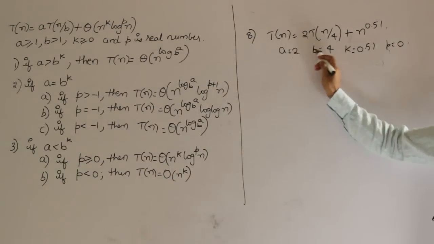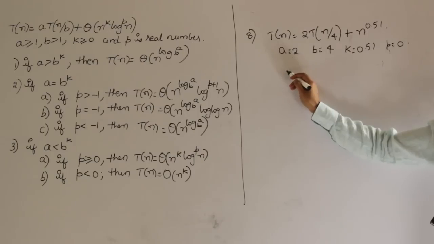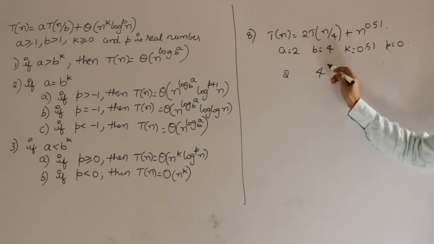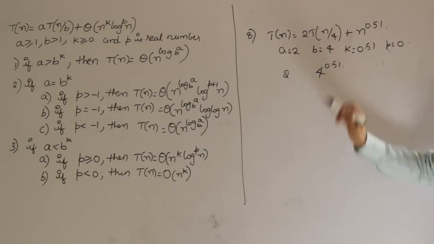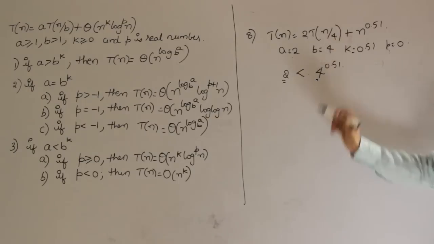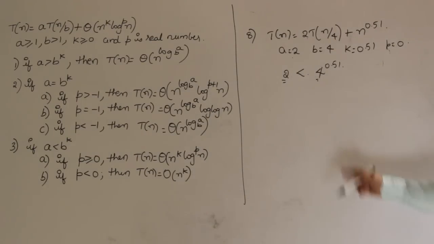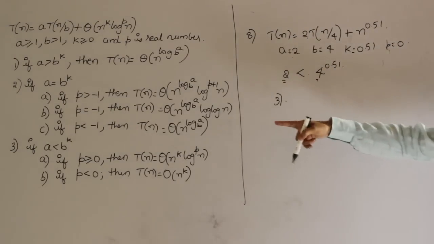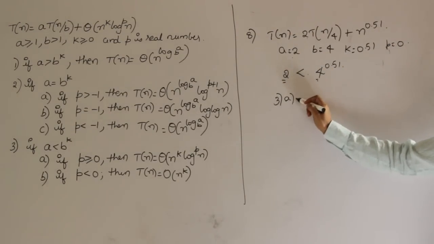Now we have to compare a and b power k. A is 2 and b power k is 4 power 0.51. So a is less than b power k, which means 2 is less than 4 power 0.51, which means we have to take case 3. Under case 3, p equal to 0, which means a is the subcase.